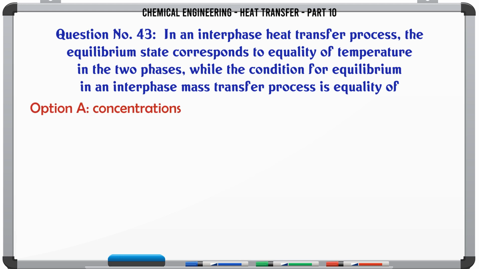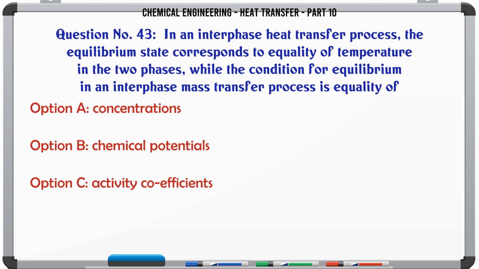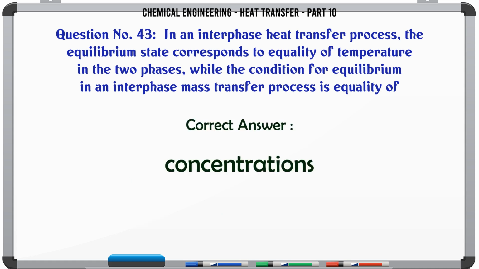In an interface heat transfer process, the equilibrium state corresponds to equality of temperature in the two phases, while the condition for equilibrium in an interface mass transfer process is equality of: A. concentrations, B. chemical potentials, C. activity coefficients, D. mass transfer coefficients. The correct answer is concentrations.